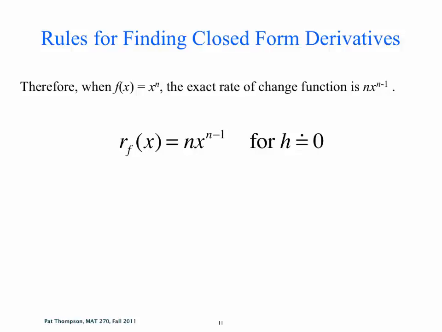As a visual thing, students think of taking the n and moving it down in front and then reducing the exponent by 1. So if our accumulation function is x to the 5th, then the rate of change function is 5x to the 4th. If it's x to the negative 3, it's negative 3, x to the negative 4. You still subtract 1, so when they're negative, they become a bigger negative. Negative 3x to the negative 4.